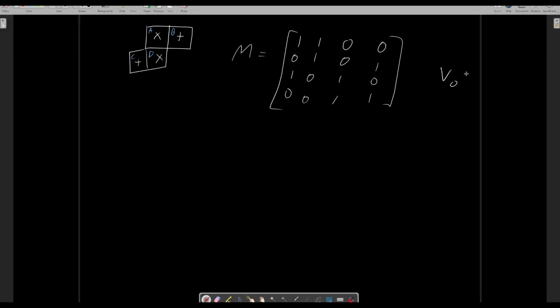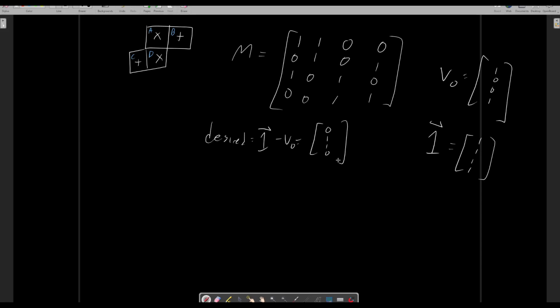Now let's say we're in state 1, 0, 0, 1. That is, lights A and D are on, and B and C are off. And we want to turn all of the lights on. Our desired transition is 1 minus 1, 0, 0, 1, or 0, 1, 1, 0. So the equation we want to solve is our transformation matrix times some u equals 0, 1, 1, 0.